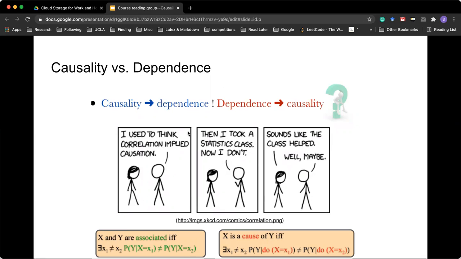Here are some formal definitions. For association: x and y are two variables, and they are associated if and only if there exist two different values, x1 and x2, such that conditional on x taking the value x1 or x2, the conditional probability of y is different under these two conditions. Then we say y and x are associated, because the probability of y differs conditional on a different x. That's the definition of association or dependence.